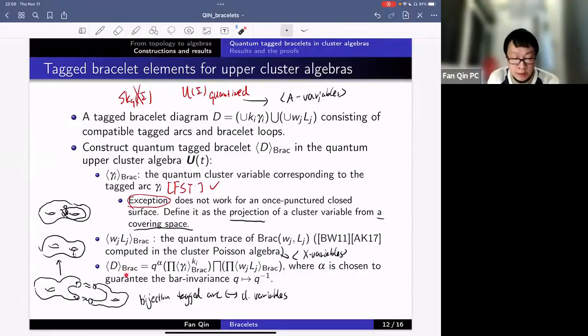And finally, for this diagram, you simply define the algebra element as a product from each factor, modulo a correction term by the Q. Because you want bar invariance, you have to put a Q alpha over there. So then, the most non-trivial part is how do you treat the loop and use the quantum trace, and how do you treat the closed surface? You use the projection. Okay. Now we have defined a tagged bracelet diagram.